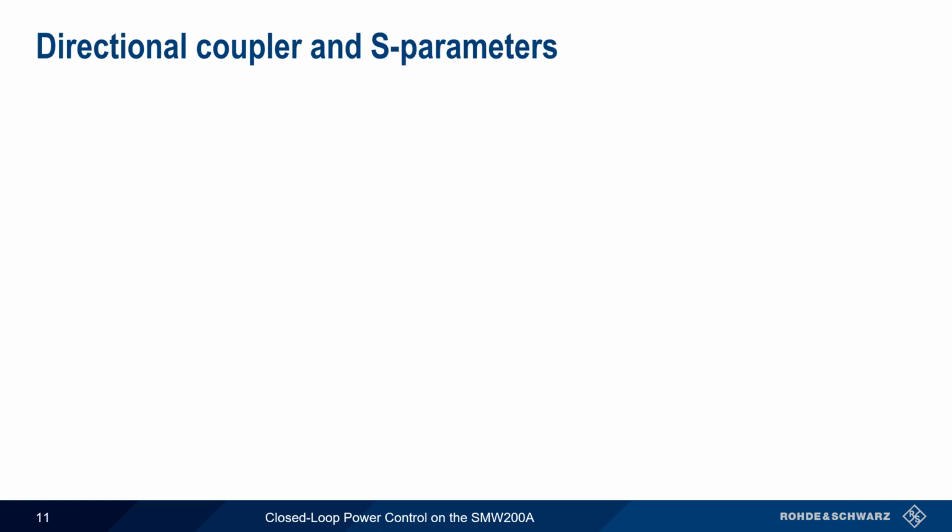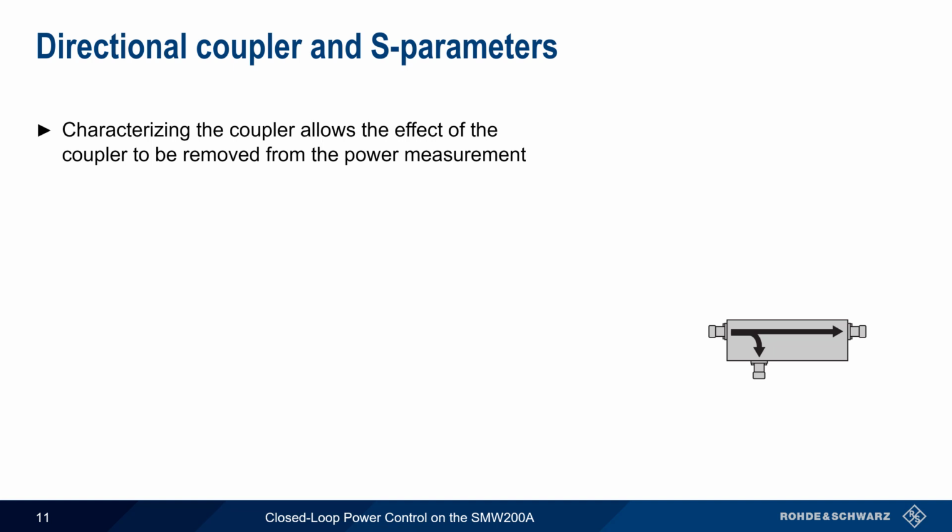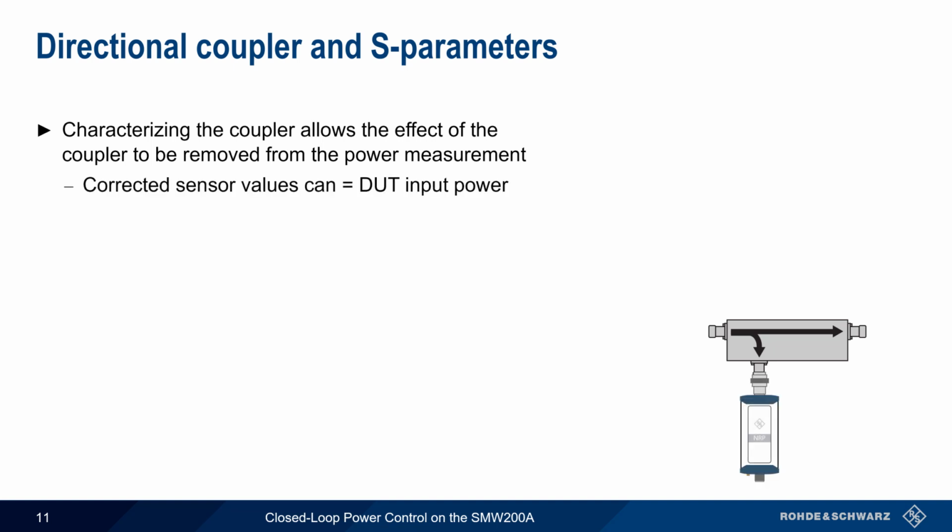Next, we'll look more closely at the role of the directional coupler in closed-loop power control. If we characterize this coupler, we can remove its effect on the power measurement, and the corrected sensor reading will then display the same power as the power seen at the DUT input. An additional offset value can also be added if we need to account for any fixed loss or gain between the coupler output and the DUT.